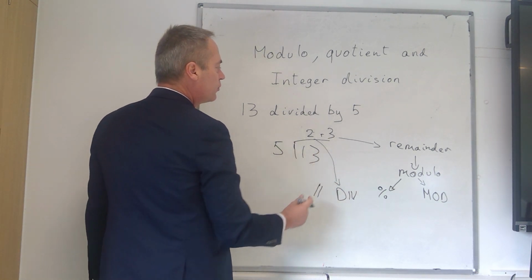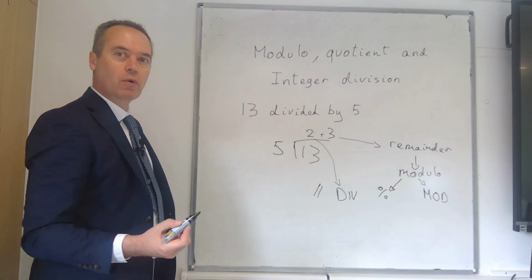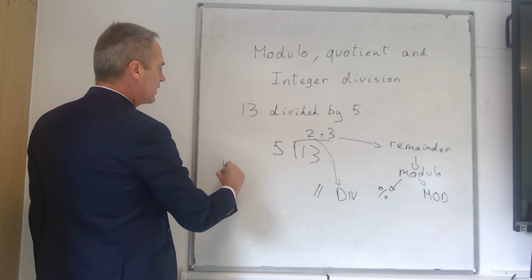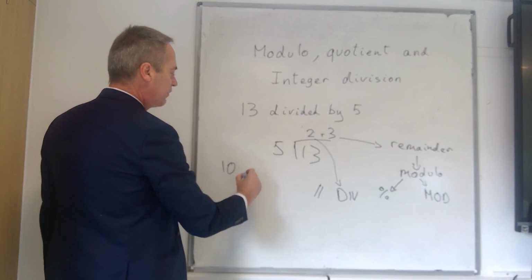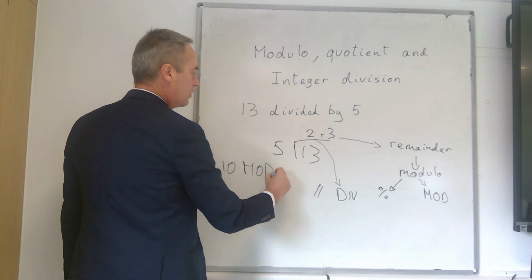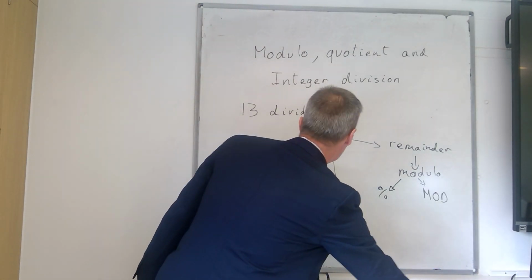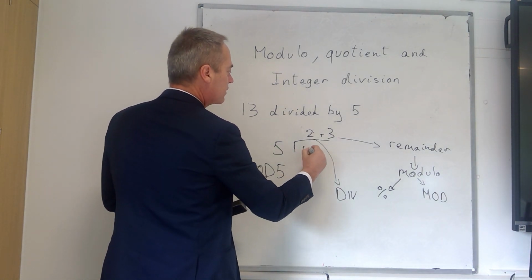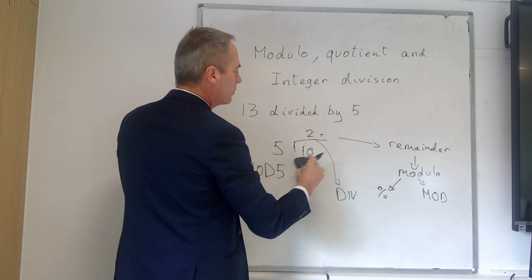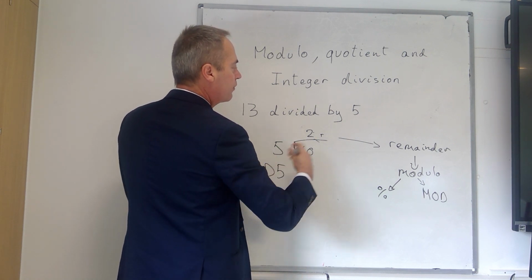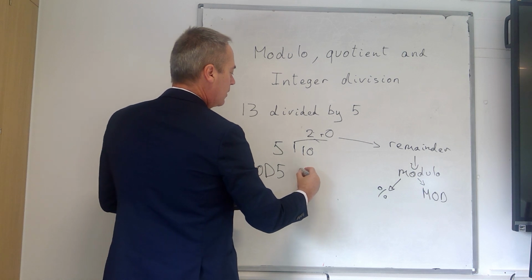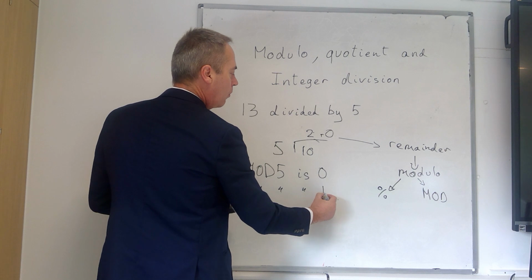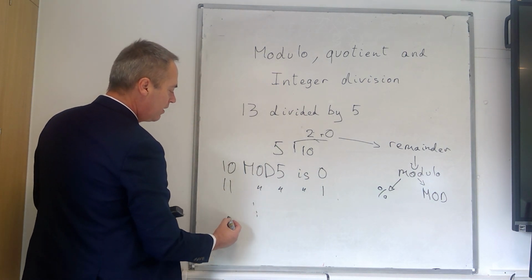The importance of modulo, this remainder, is that we use it quite often in our code. If you divide 10 by 5, so 10 mod 5 would be 0, because if you do this, you've got 2, and then for the modulo, remainder 0. 11 mod 5 is 1. You carry that all the way.